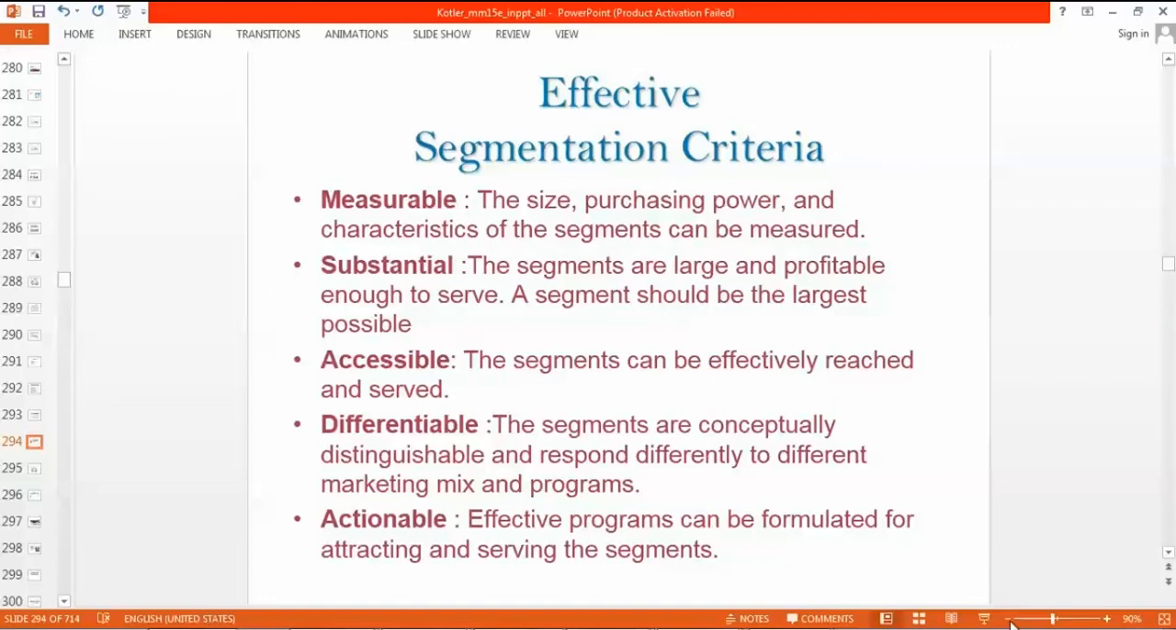And then accessible: you can reach them, you understand the channel to reach them. Differentiable: between each cluster, highly differentiated. Actionable: you can put an attractive campaign to them, you can put an effective program to them.